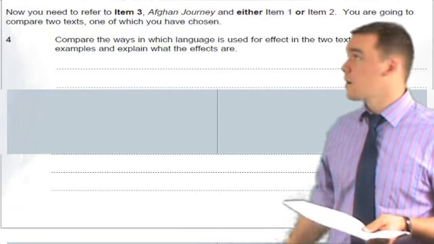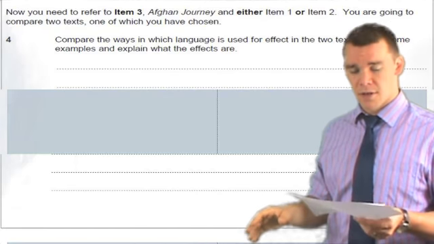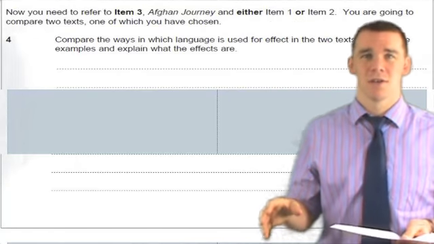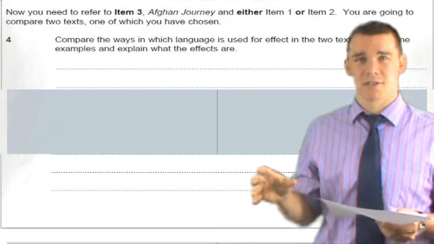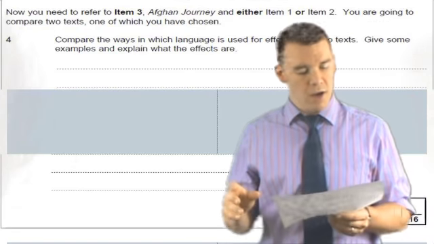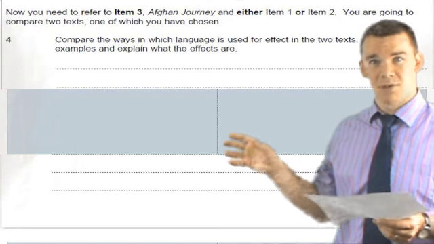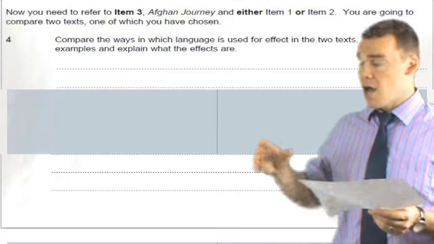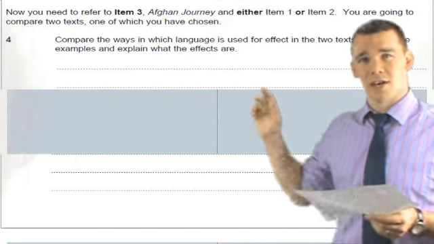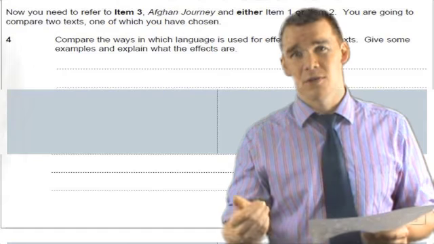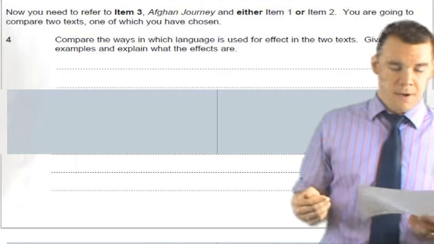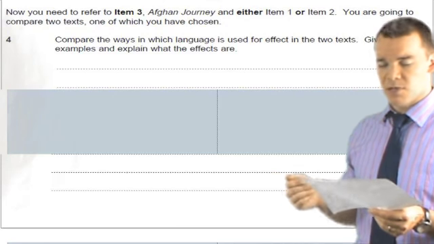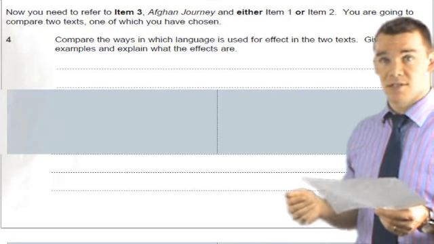Okay, question 4, the last question in this section. Now this is the compare and contrast question. Remember, one of the key skills was your ability to cross-reference between texts. Now what you'll see is, they said you now need to refer to item 3, which is the Afghan Journey, the piece of non-fiction literary text. But you can compare it to either text 1 or text 2, so you get to decide which piece you're going to use as your comparative text. It says, compare the ways in which language is used for effect in the 2 texts. Give some examples and explain what the effects are.